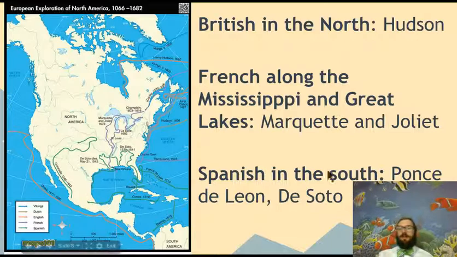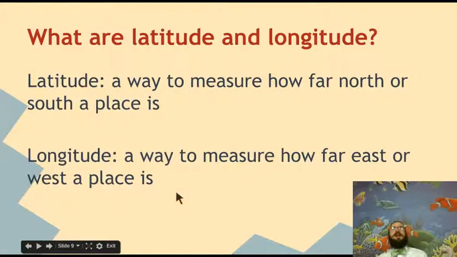I want you to start noticing the names. Hudson for the British, Marquette and Joliet, as well as La Salle for the French, Ponce de Leon, and De Soto for the Spanish. But we're not going to talk about that so much today. What we want to talk about is these little lines here. Those lines are our latitude and longitude. What's latitude and longitude? Well, let's just jump right in.